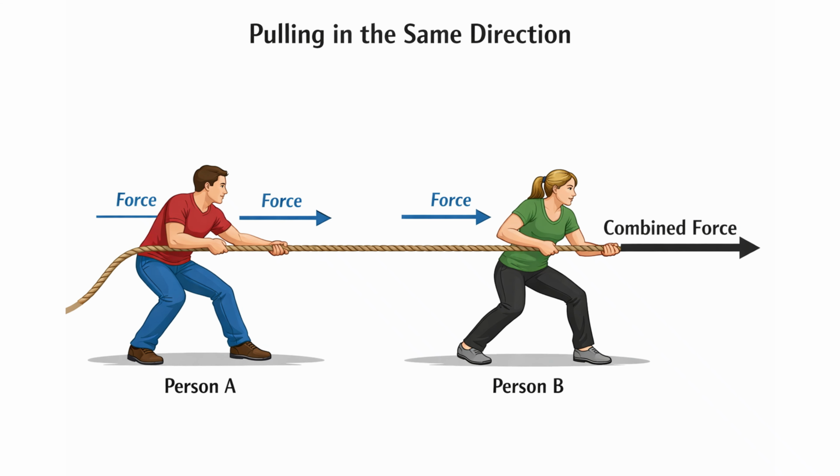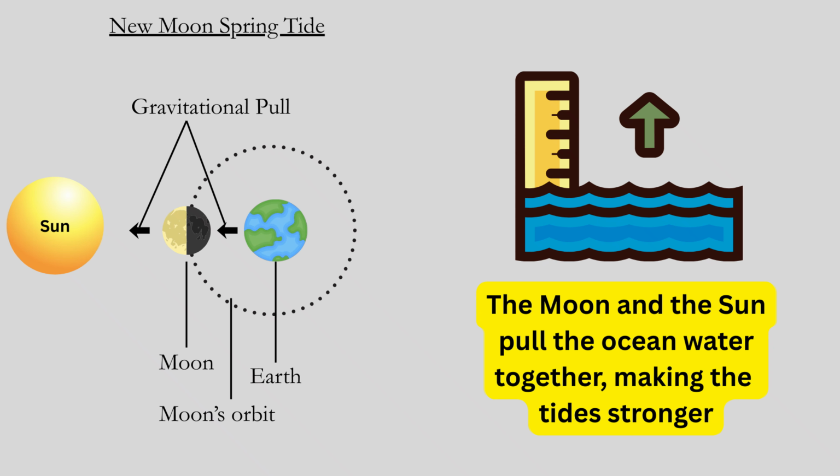Think of it like two people pulling a rope in the same direction. Their pulling becomes stronger together. In the same way, the moon and the sun pull the ocean water together, making the tides stronger.